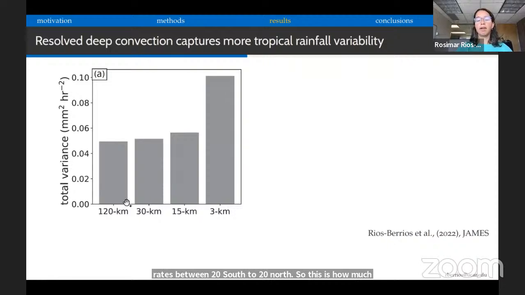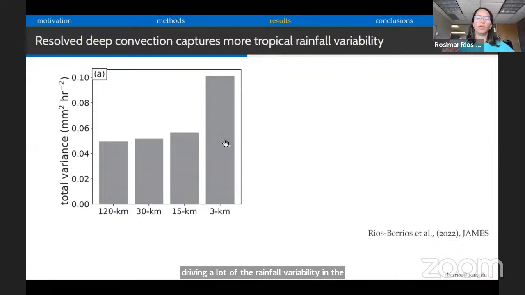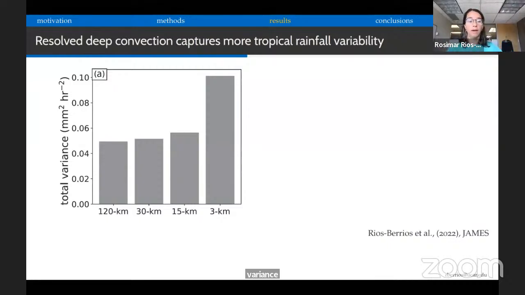And what we notice is that if we look at the first 3 bars, which are the 3 experiments with parameterized convection, they're strikingly similar to each other, even though the grid spacing is very different. So this is telling us that it's the cumulus parameterization likely driving a lot of the rainfall variability in these simulations, which is not too surprising, but it's almost like a step function once we go to convection permitting resolution. Specifically, the 3-kilometer experiment has twice as much variance. That is a lot more variability in terms of the tropical rainfall than the other experiments.